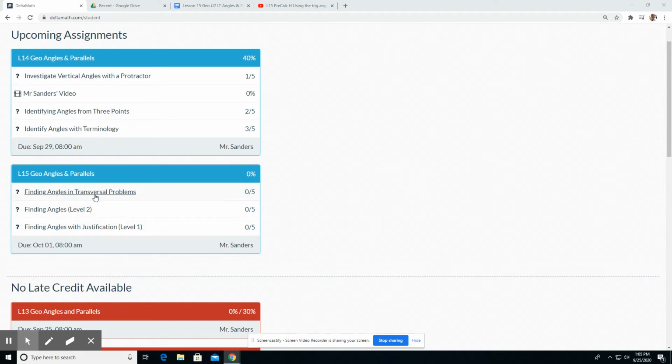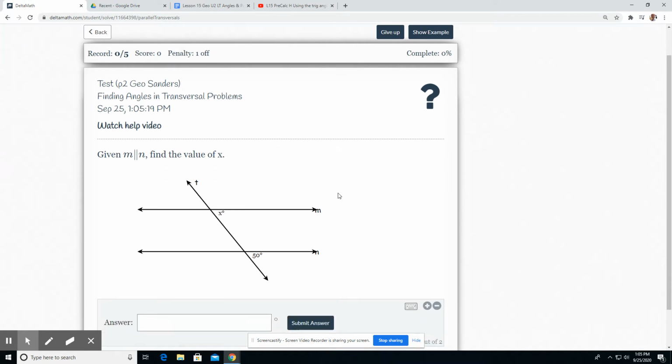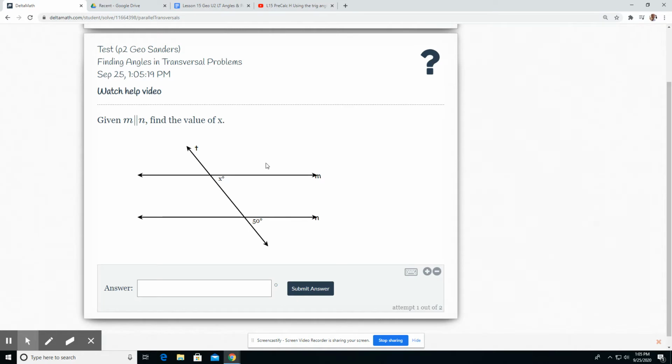Here we are, finding angles in transversal problems. Given M parallel to N, find the value of X. Well, it's really important that whenever we do these, we start by labeling things so that it's more visual. If M is parallel to N, it looks like they're talking about line M being parallel to line N, then we have some properties that are used here.